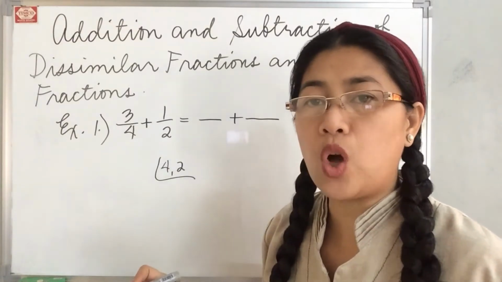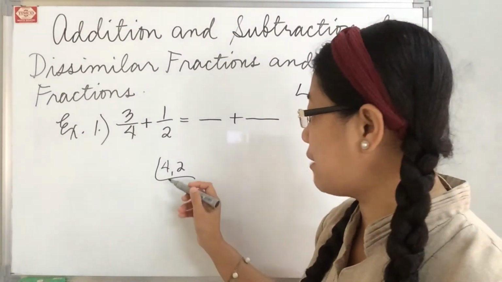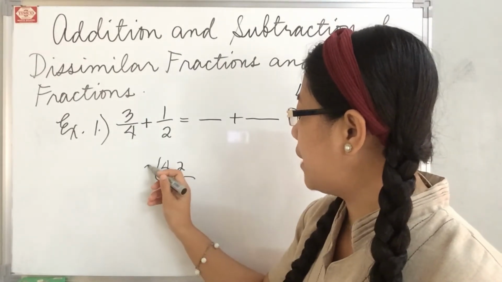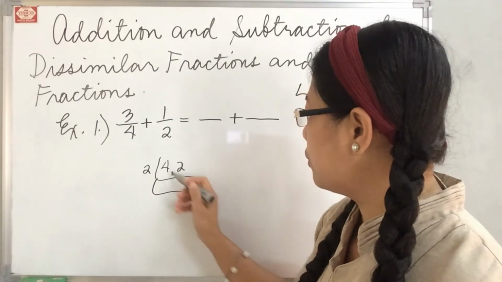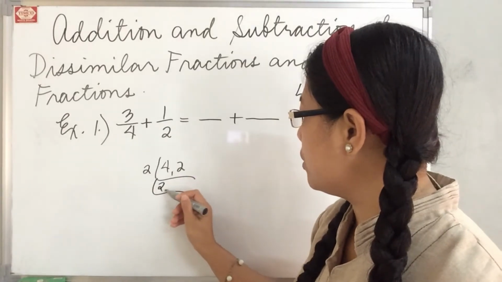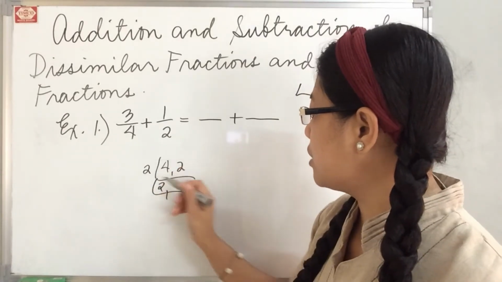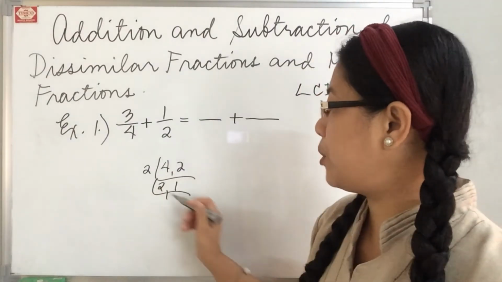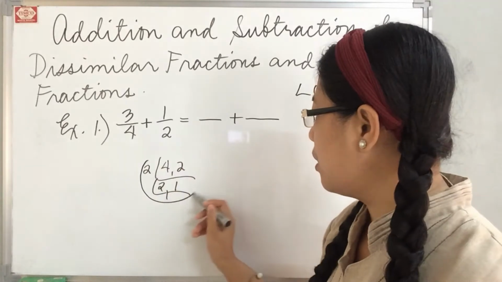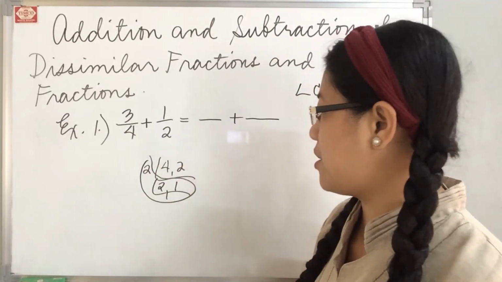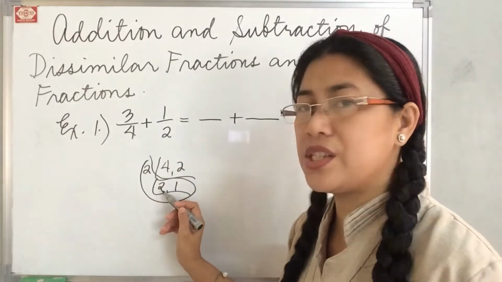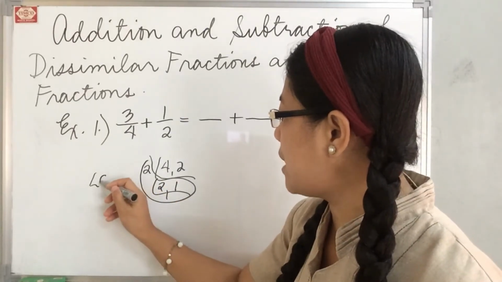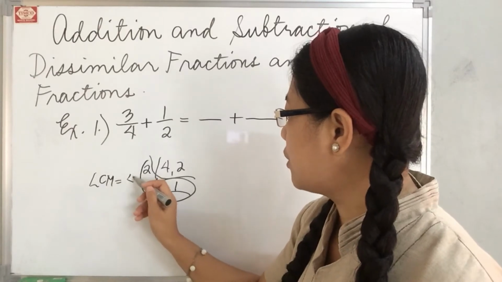it is the least common multiple. Okay, so let's get first the least common multiple of 4 and 2 by dividing them by 2. So 4 divided by 2 is 2 and 2 divided by 2 is 1. Now, what's the least common multiple? So let's multiply all the numbers here. So 2 times 2 is 4 and 4 times 1 is 4. So our LCM is 4.